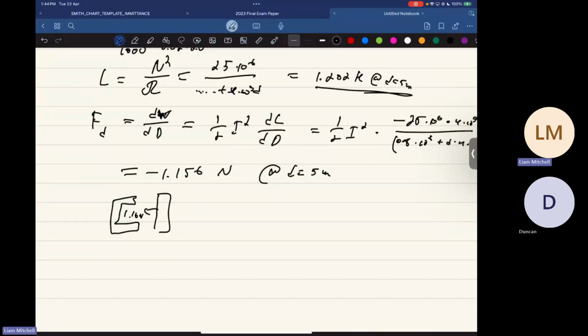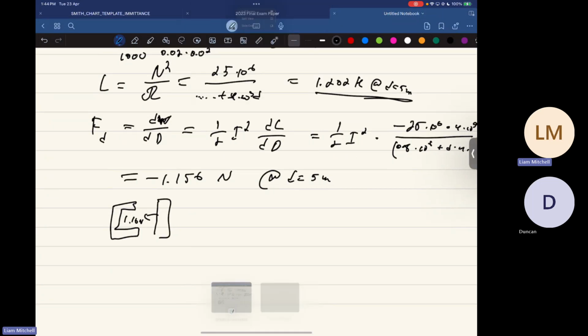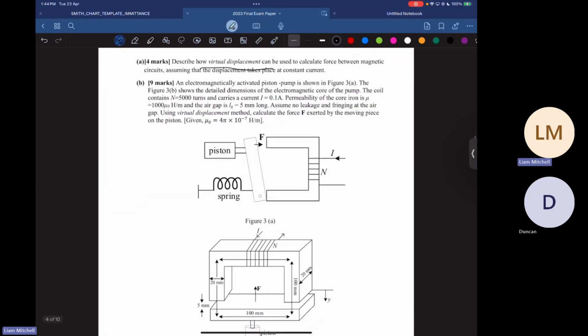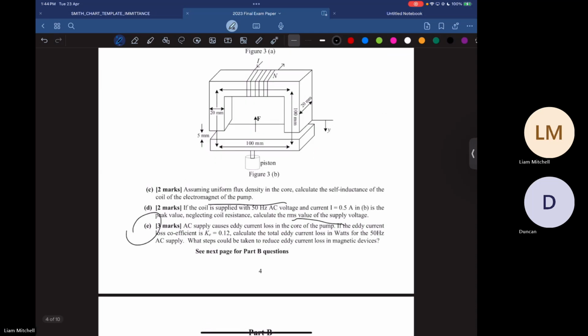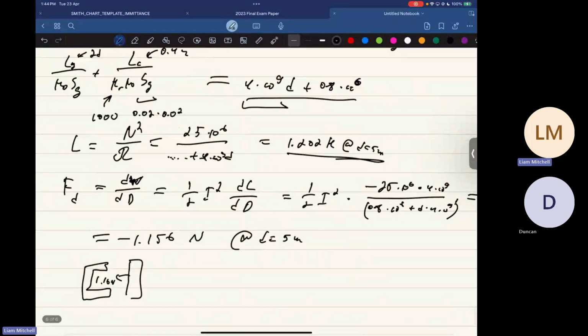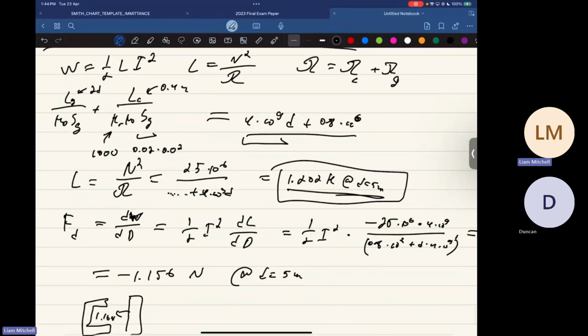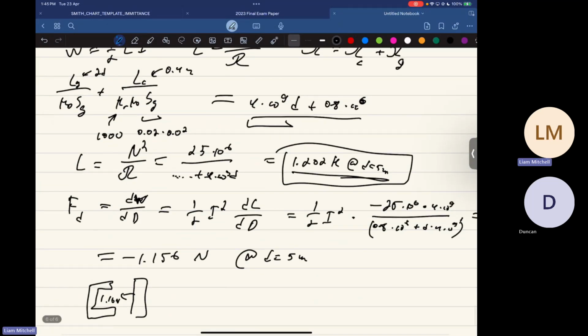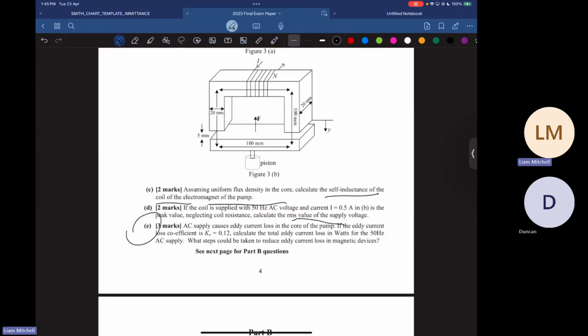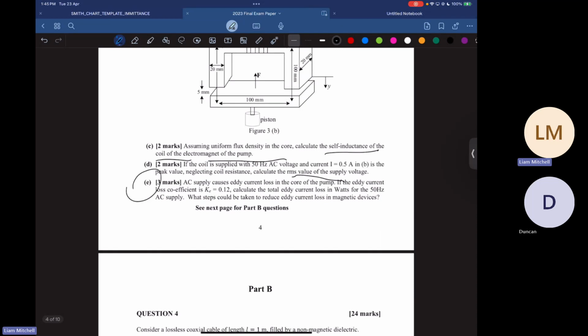Okay, I think I have done most of this question, but now I have done this. Okay, self-inductance of the coil. I have already done this. If you remember, I found the inductance here, and this is basically the answer to the next part. It's 1.2 Henry. Now, if you look at the next question: if the coil is supplied with 50 Hz AC, current 0.5 amps, find the RMS value of the supply voltage.